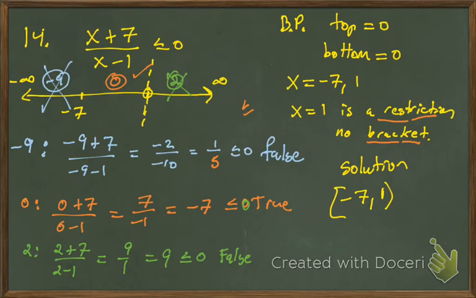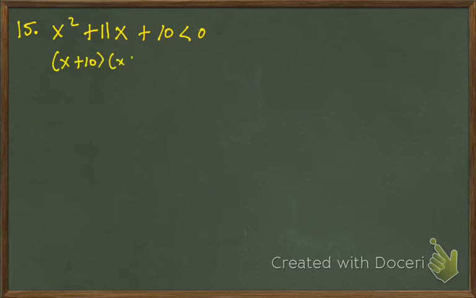So polynomial inequality, basically the same setup. There's not going to be a bottom, but everything's on top. And so we're going to go ahead and find our boundary points, which means we're going to go ahead and factor. And we get x plus 10 and x plus 1 less than 0.